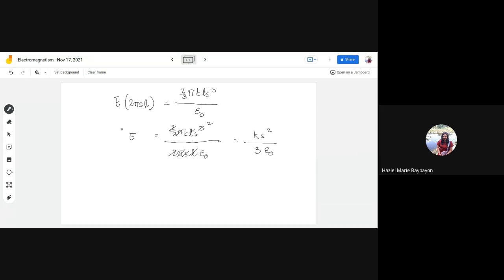Or, to write it more neatly, we have the electric field equal to 1 over 3 epsilon naught times K S squared, and its direction is along S prime, so its direction is radial. Alright? Any questions, class? None, ma'am. Alright.